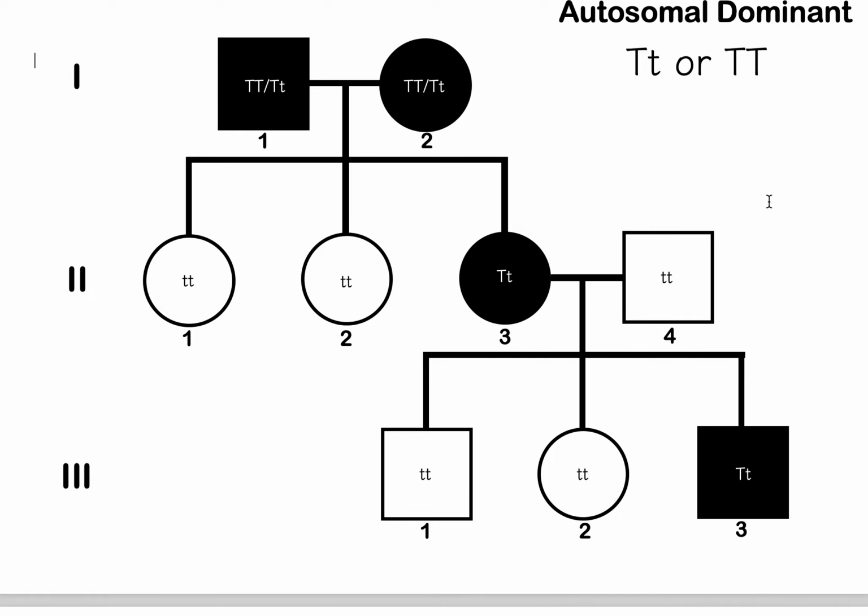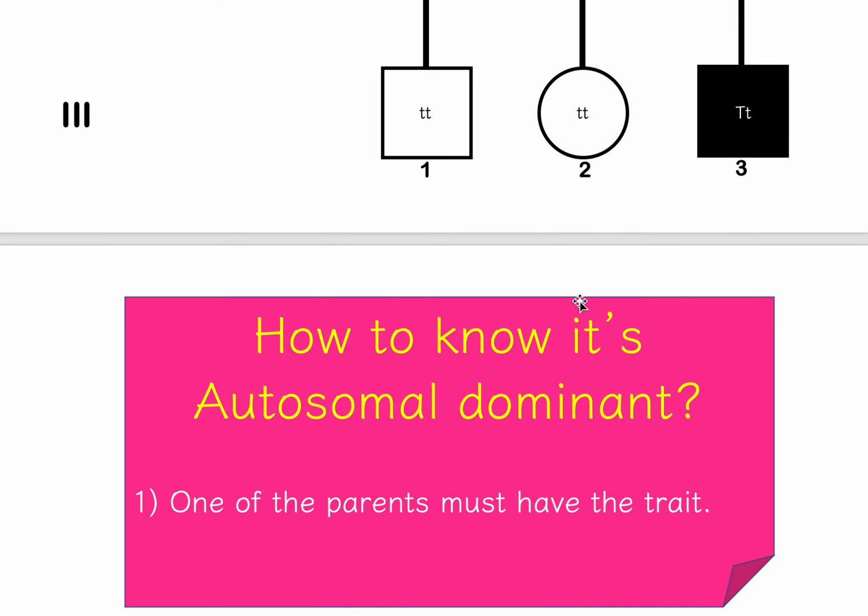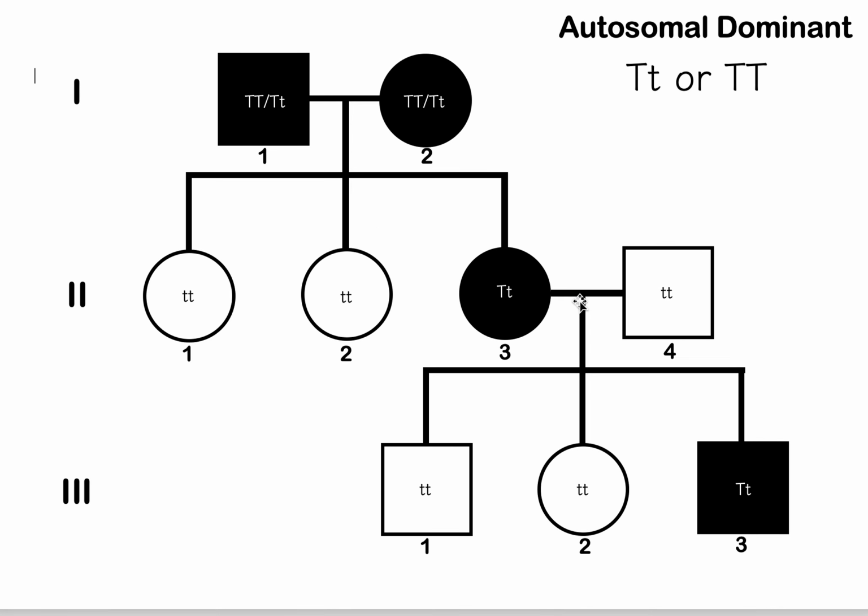Okay, so we just covered one. One of the parents must have the trait. Why does this make sense? Because if one of the parents has the trait, that means they have the ability to pass on a dominant one. And as soon as a dominant one is passed on, then one of the kids can have it, okay?